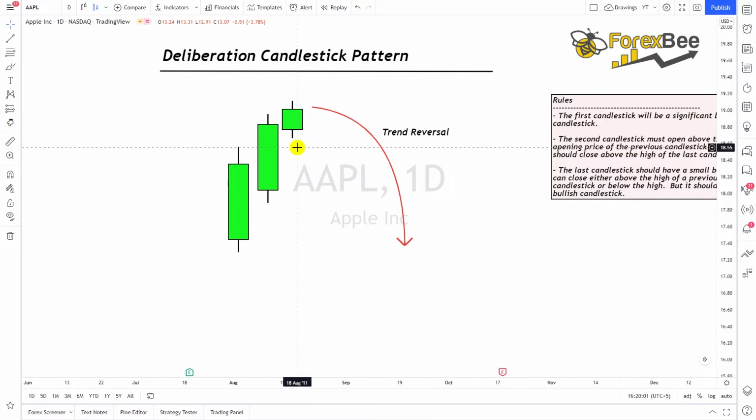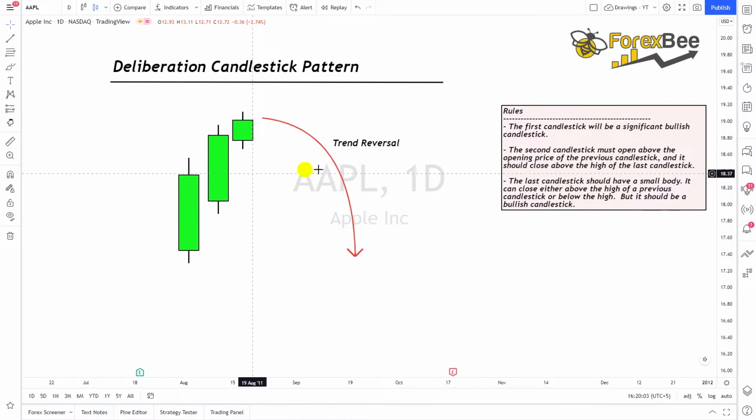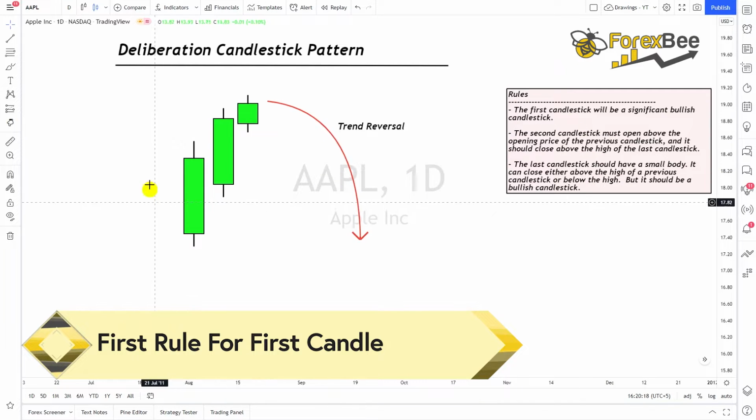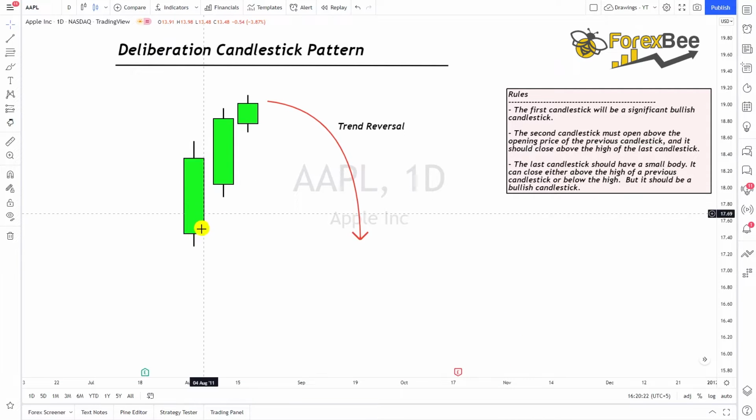So in this candlestick pattern, there are certain rules that we need to follow in order to detect this candlestick pattern successfully. The first rule is that the first candlestick will be a significant bullish candlestick. Here we can see that this candlestick pattern consists of 3 candles, in which the first candle opens up here at this price and then goes all the way to make a long body, and after that it closes here. So the first candle is a long bodied bullish candle with a big body and small shadows.